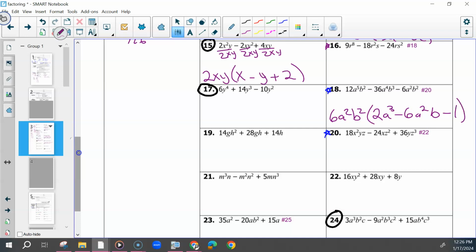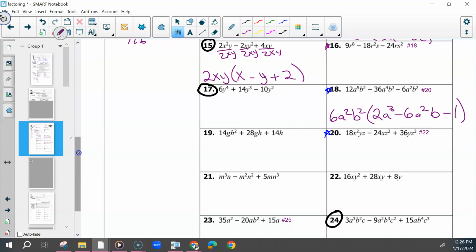Now, this looks like we should be able to do more with it because of all the exponents and variables. But if I look, these two can be divided by 2, but the last one can't. These two can be divided by A, but the last one can't. There's only one B, so nothing else can be divided by B. So nothing else can be taken out there. It is fine. Okay. Any questions on that?